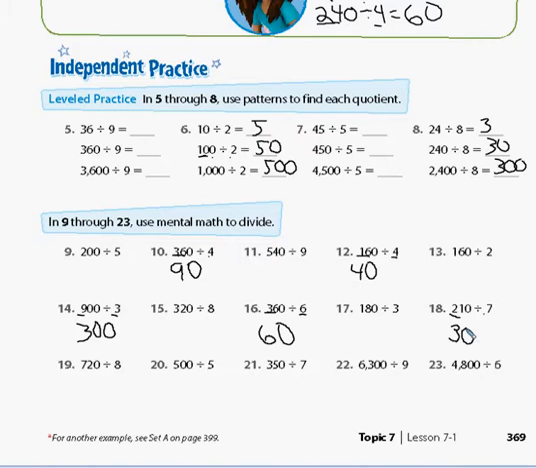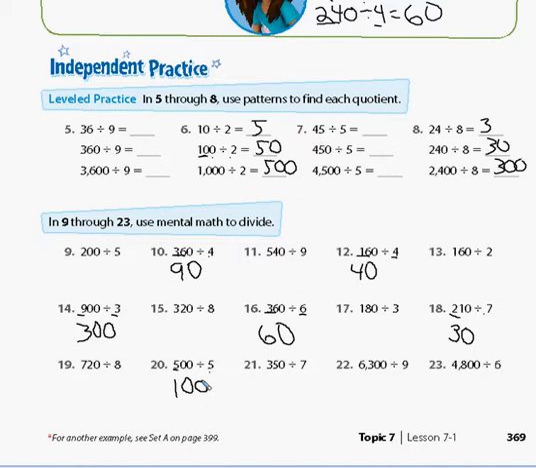Problem number 20. The basic fact there is 5 divided by 5. I know 5 times 1 is 5, so 5 divided by 5 would be 1. Then I have 2 zeros to mark my place value. So 500 divided by 5 equals 100.